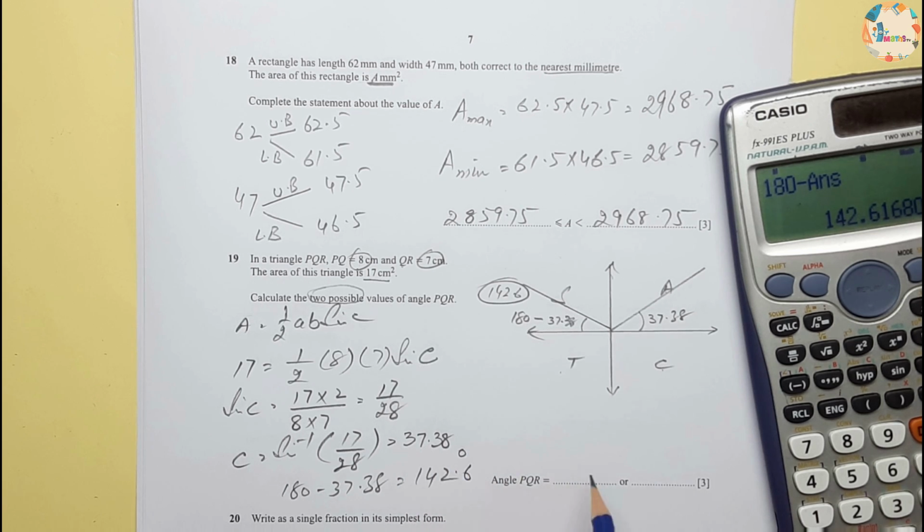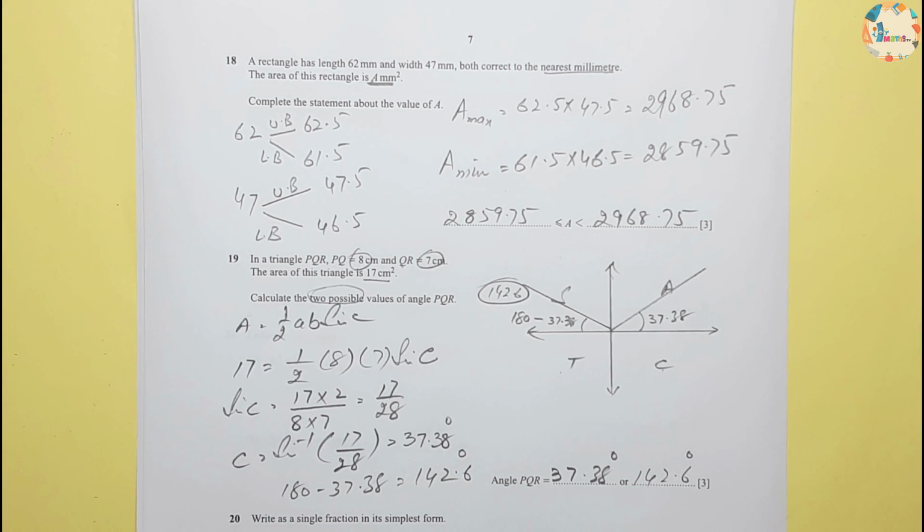So one angle will be 37.38 degrees and the other angle will be 142.6 degrees. You can switch these angles. The sequence in this answer is not important. So this is also done.